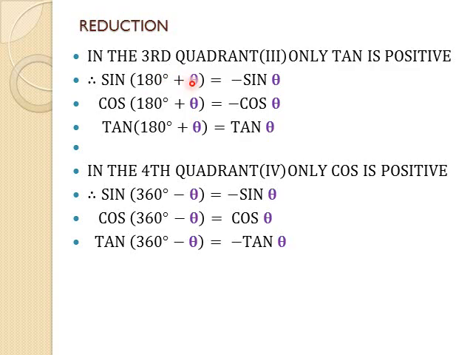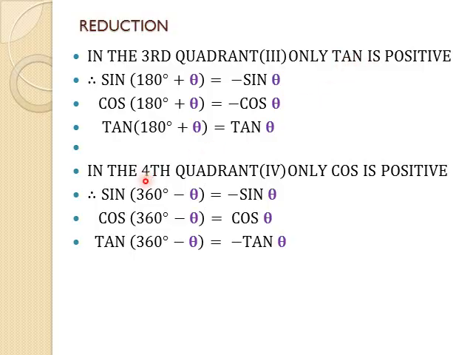So when I write 180 plus theta, I'm going to the third quadrant. Sine of 180 plus theta then becomes negative sine theta. For cos of 180 plus theta, negative cos theta. But tan of 180 plus theta stays positive tan theta, because in the third quadrant only tan is positive.